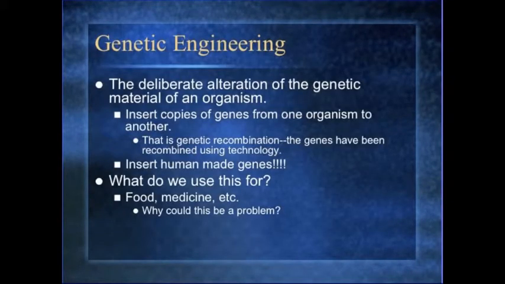Genetic engineering is the deliberate alteration of the genetic material of an organism. So now we're talking about people changing the genes of organisms. What they will do is insert copies of genes from one organism into another. And that's called genetic recombination. The genes have been recombined using technology.